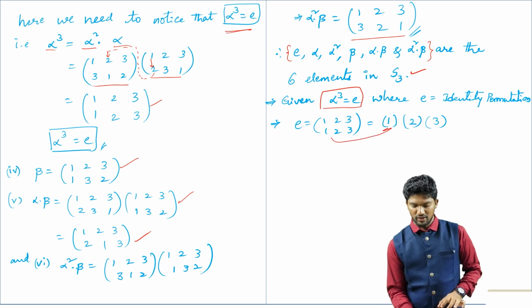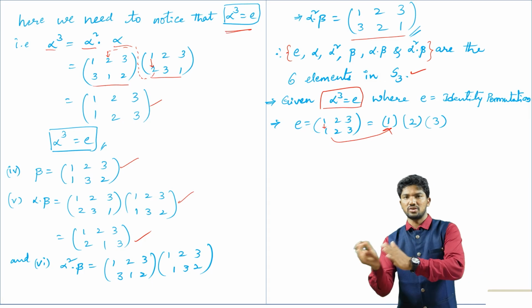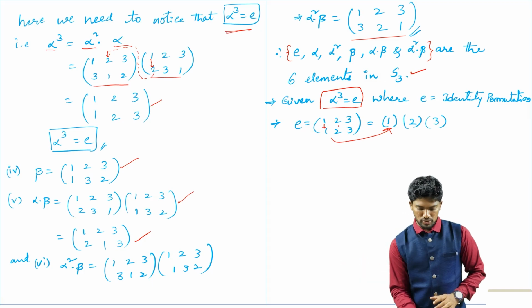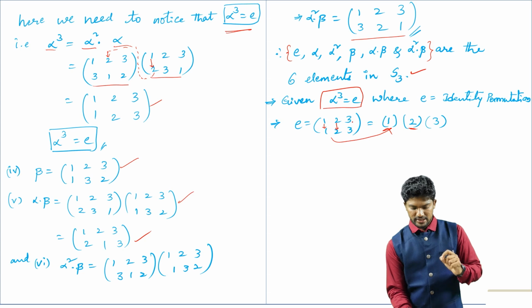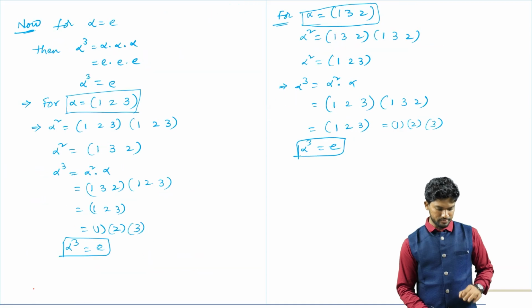Since we have E is equal to 1 2 3, in the cycle notation you can write it in this format. Why? Because 1 goes to 1 only, there is no extension of that cycle. Next, 2 goes to 2 only, so that's why we are writing one cycle 2. Next, 3 goes to 3 only, we can write 3 itself, there is no other extension.